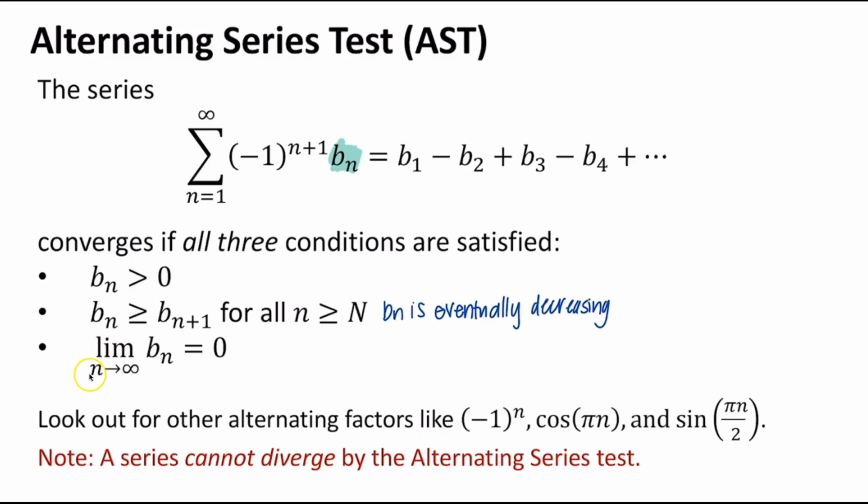And finally, the limit as n approaches infinity of b sub n equals 0. So those individual values are approaching 0. Let's talk for a minute about intuitively why the alternating series test works. So let's imagine we're starting here and we are adding some value, we'll call it b sub 1. Well, then we're going to subtract b sub 2, which is going to be a smaller value.